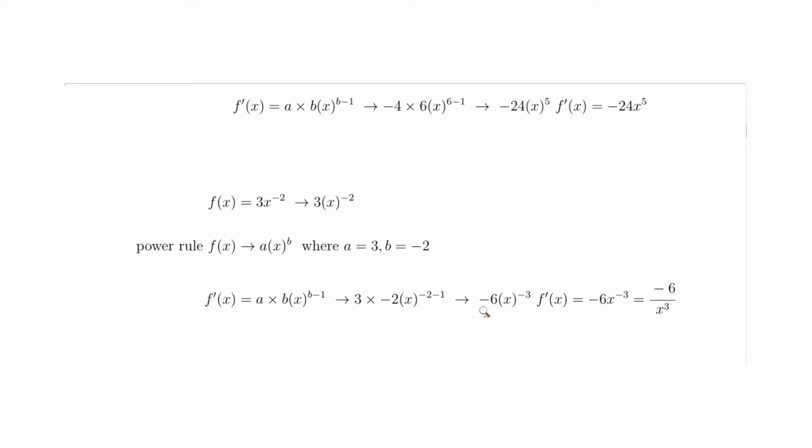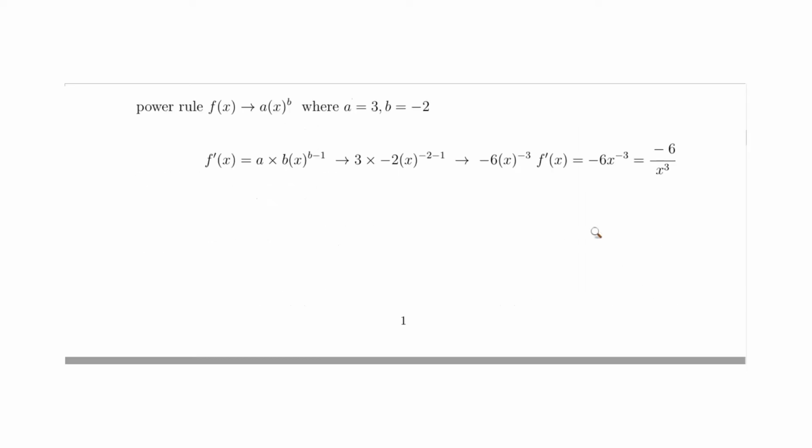So that then gives us minus 6 times x to the power of minus 3, which is written like that in the normal way. Or we could also write it as a fraction, minus 6 over x cubed. So that's the power function.